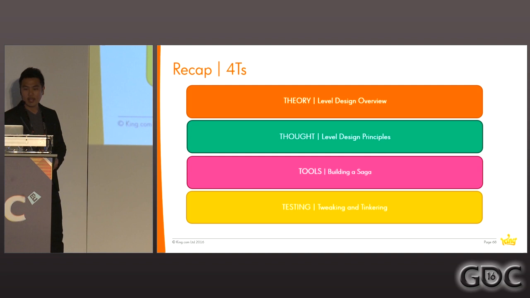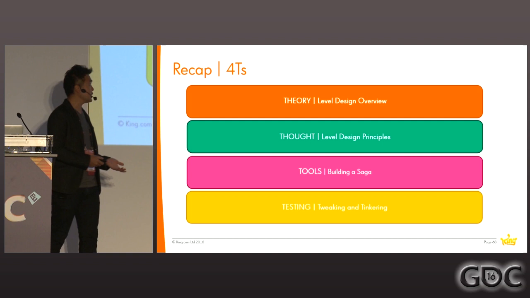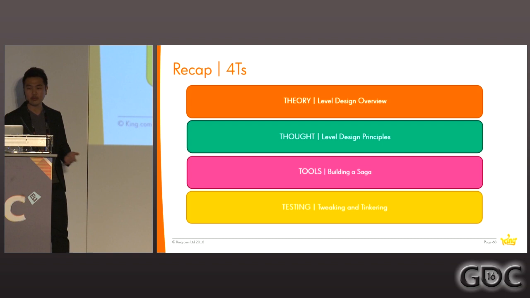And with that, I think we've covered the 4 T's. Just to recap what we were talking about today: the section of theory, where we give an overview of level design; thought, where we talk about the 4 level design principles; the tools, where I show you how we use the tools to build a Saga; and testing, how we test to tweak the levels.